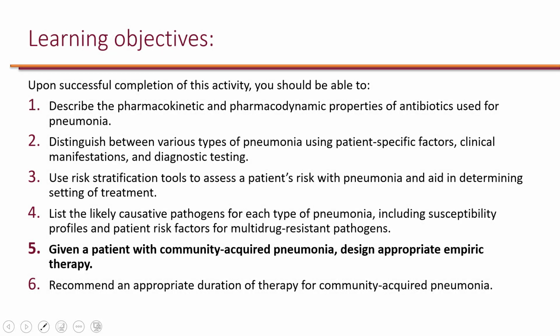We described the pharmacokinetic and pharmacodynamic properties of antibiotics used for pneumonia, distinguished between various types of pneumonia, used risk stratification tools, and listed the likely causative pathogens for each type of pneumonia. Now, given a patient with community-acquired pneumonia, let's design appropriate empiric therapy.